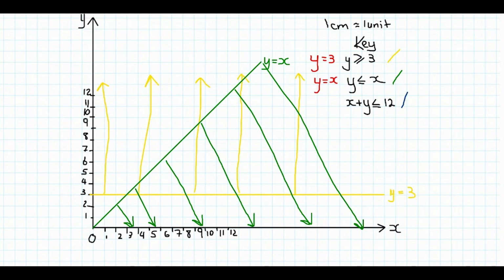Alright, so right now we have our y is less than or equal to x, we have our y is greater than or equal to 3. Now for the tricky one, which is x plus y less than or equal to 12. X plus y less than or equal to 12, first thing we're going to do is the same thing we did before, associated linear equation. So what is the associated linear equation?